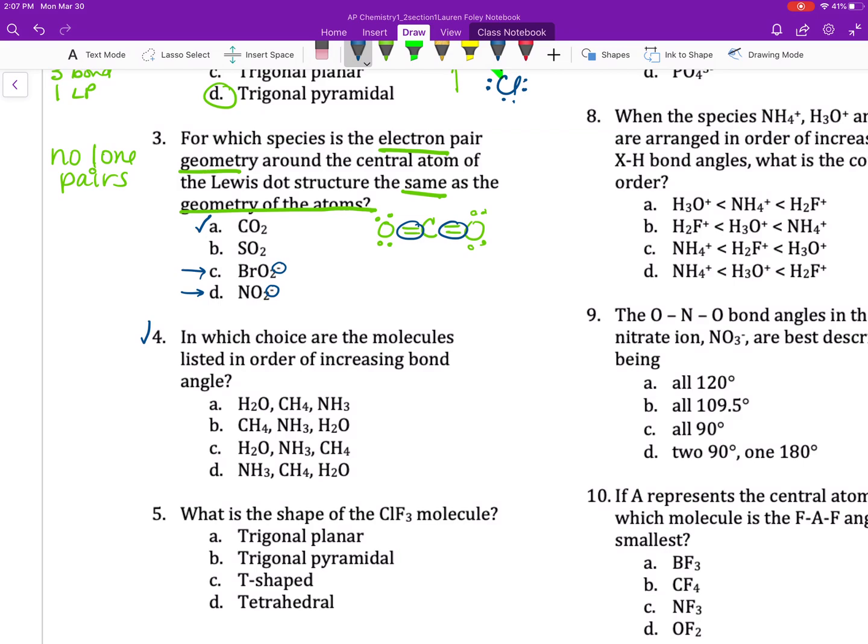4 is good. Bond angle questions come up. In which choice are the molecules listed in order of increasing bond angles? So we want low bond angle to a high bond angle.